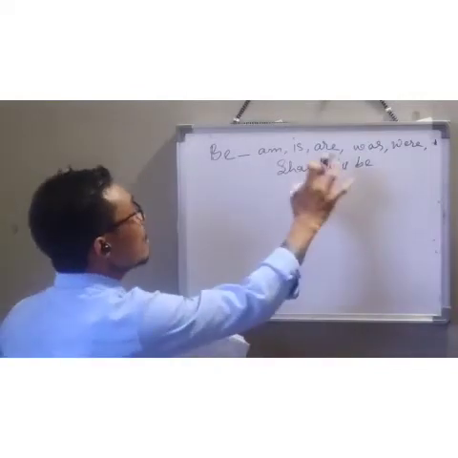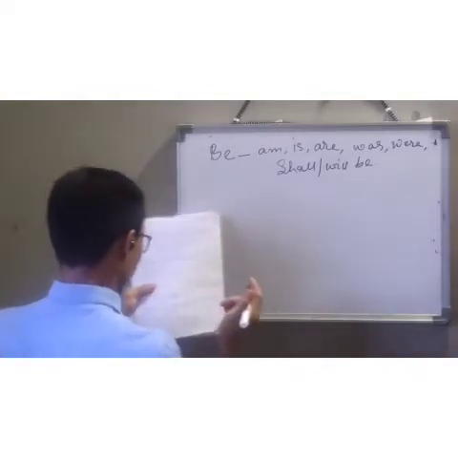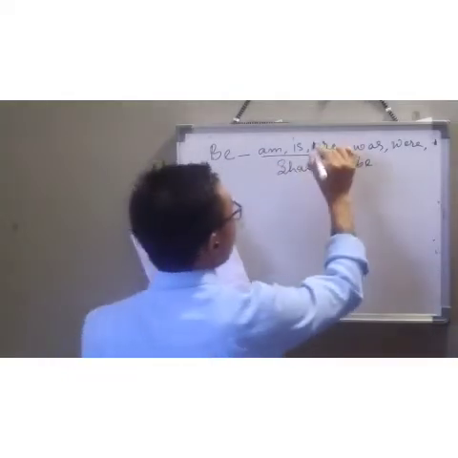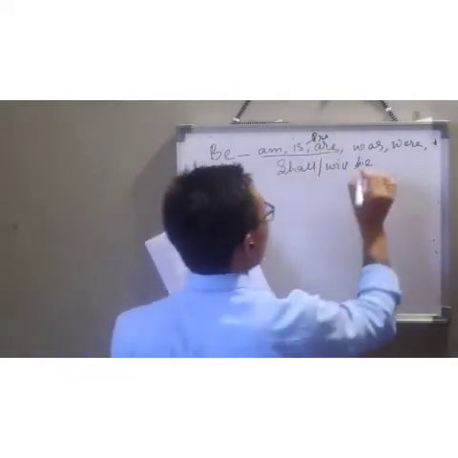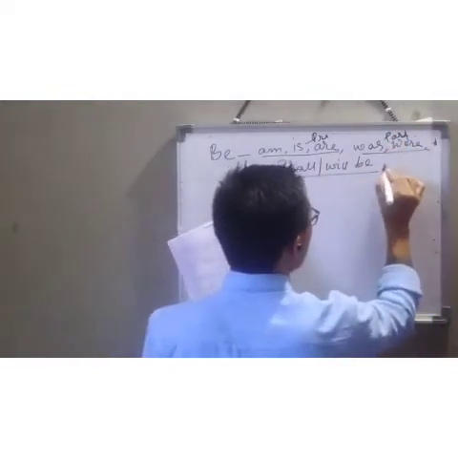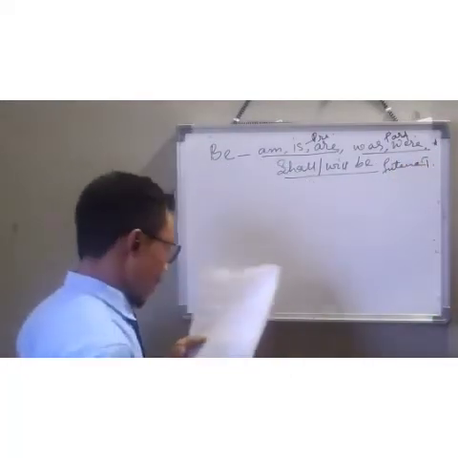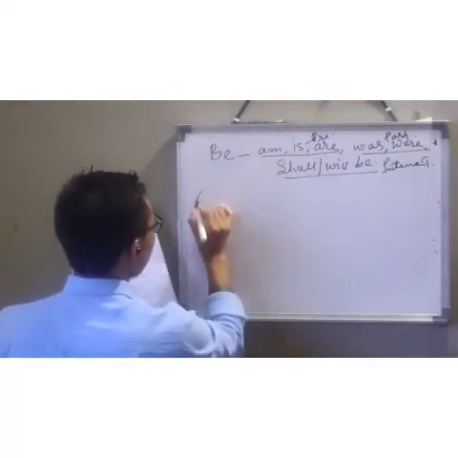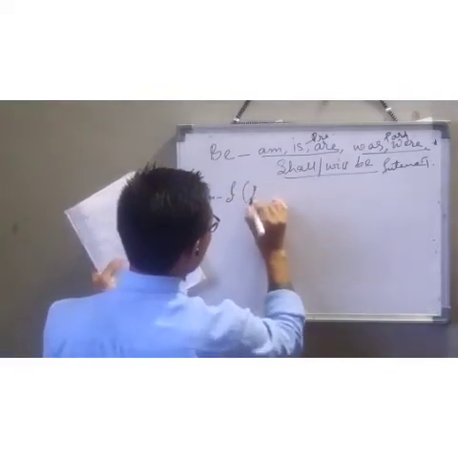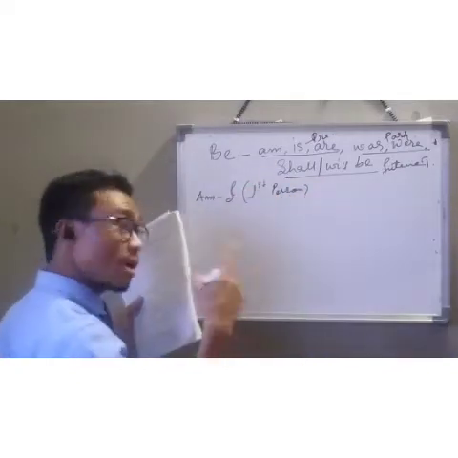Now let us see where and how it is used in a sentence. This am, is, are is used in the present tense. Was and were is used in the past tense. Shall be and will be is used in the future tense. Please keep this in mind. Now, am can be used only with I, which is the first person. It cannot be used with another word.